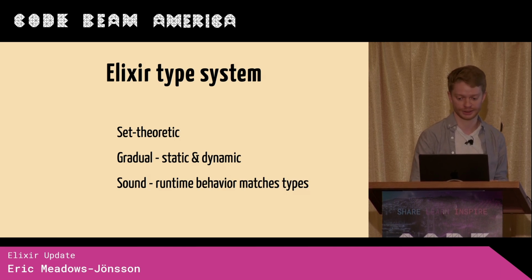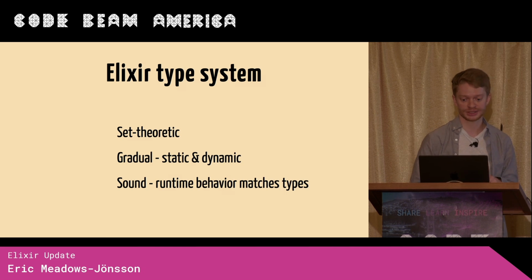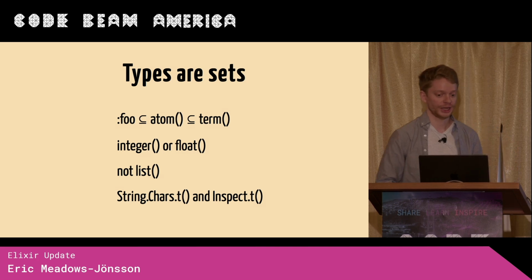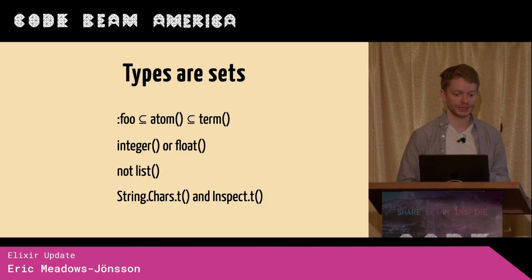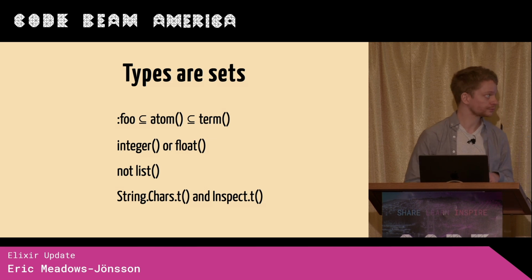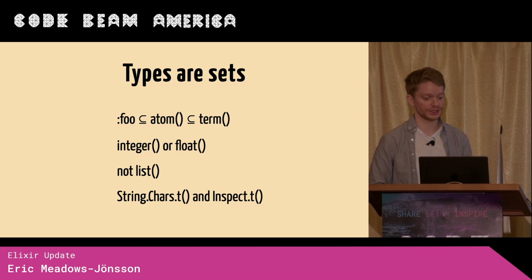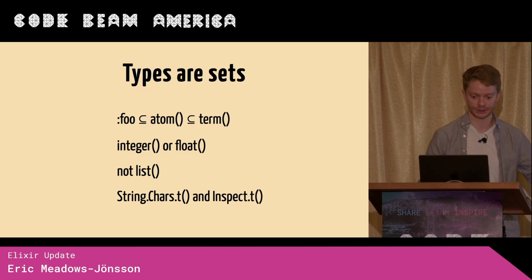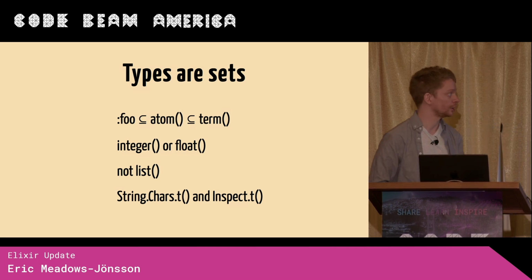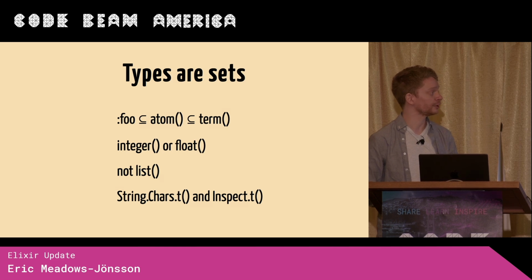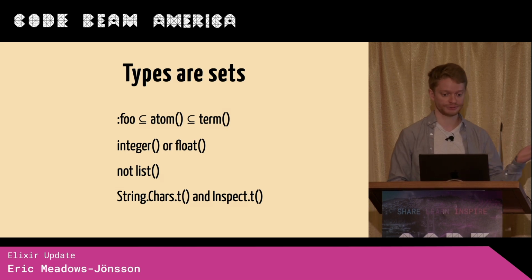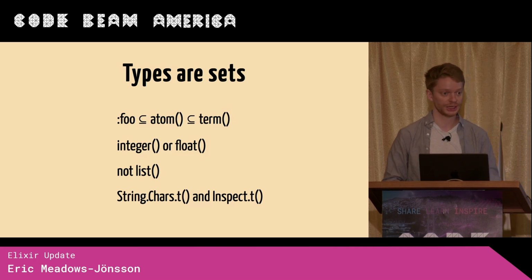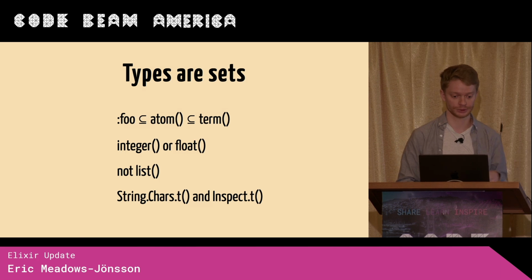One of the first things we say when we talk about the type system is that it's set-theoretic. And that means that we can express types as sets, and we can do set operations on them. To explain all this, let's use atoms as an example. We can express literal atoms as their own type in the language. So each atom is its own type. And they are a subset of the atom type, which contains all atoms, which is a subset of the term type, which is the superset of all the types in the language. And this is how we express subtyping. So pretty straightforward.